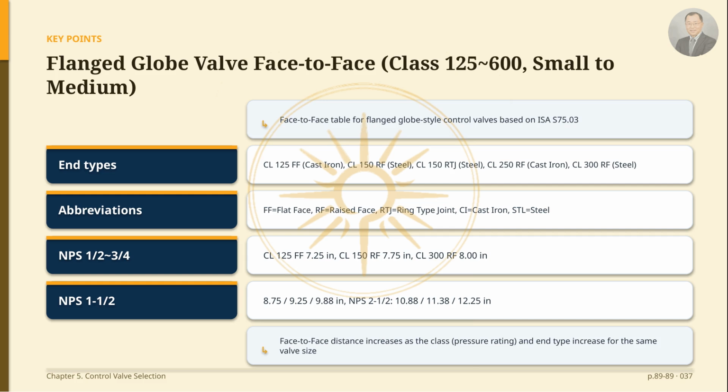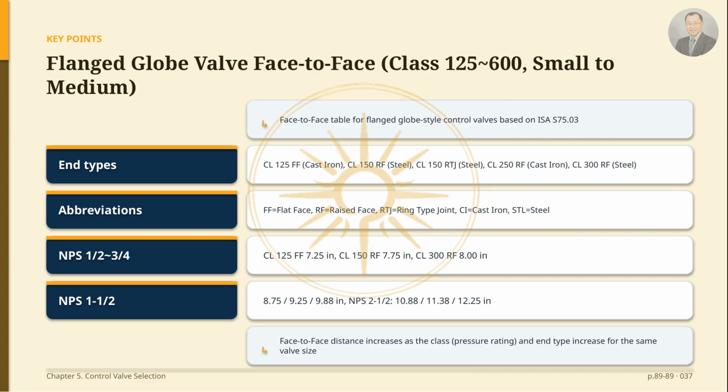Now, let's look at the face-to-face dimensions for flanged globe-style control valves. This table follows the ISA S75.03 standard and covers Class 125, 150, 250, 300, and 600 ratings. The horizontal axis lists the end types. Class 125 flat face is cast iron, Class 150 raised face and ring-type joint are steel, Class 250 raised face is cast iron, and Class 300 raised face is steel. Here, FF stands for flat face, RF for raised face, RTJ for ring-type joint, CI for cast iron, and STL for steel.